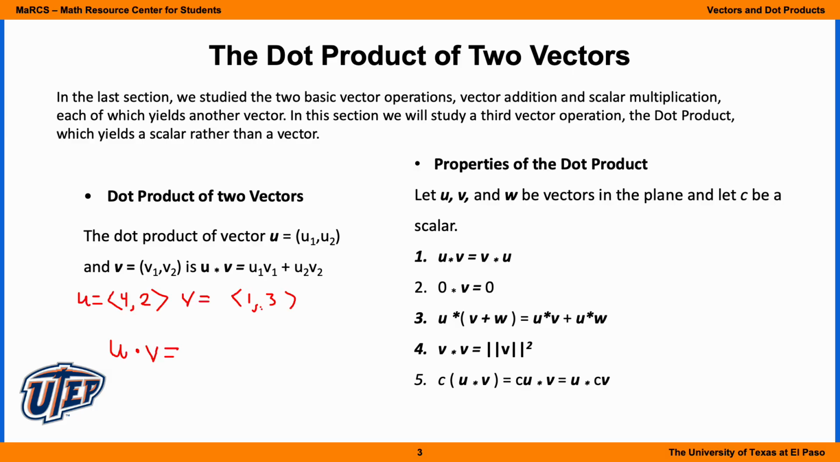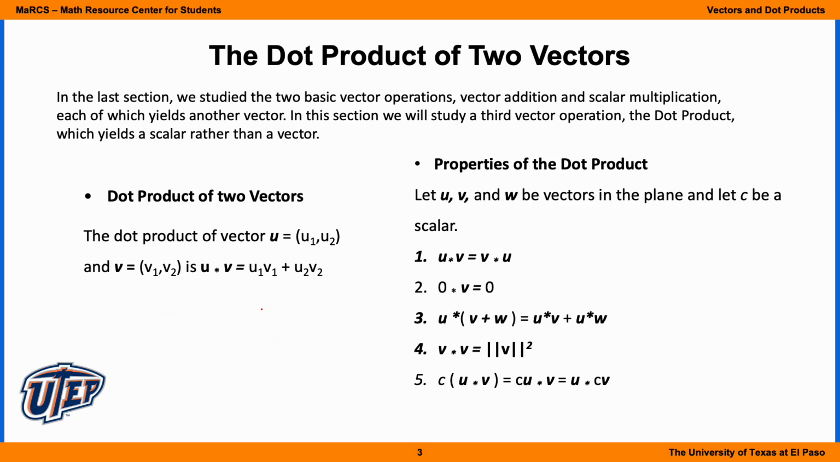So for example, if we're given the vector u with entries 4, 2 and the vector v with entries 1, 3, then u dot v will be equal to 4 times 1 plus 2 times 3. So we get 4 plus 6 and that is equal to 10. So the dot product of u and v is equal to 10. A scalar.